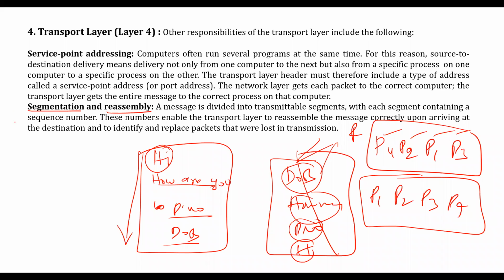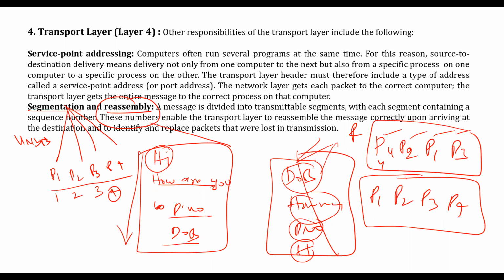Segmentation means, say your message size is 4 Mbps, it is divided into 4 segments, because your network bandwidth supports only 1 Mbps. You divide it into packet 1, packet 2, packet 3, packet 4. For each packet, it gives sequence numbers 1, 2, 3, 4. At reassembly, when we receive P4, P2, P1, P3, what is the sequence number of P4? 4. What is the sequence number of P2? 2.